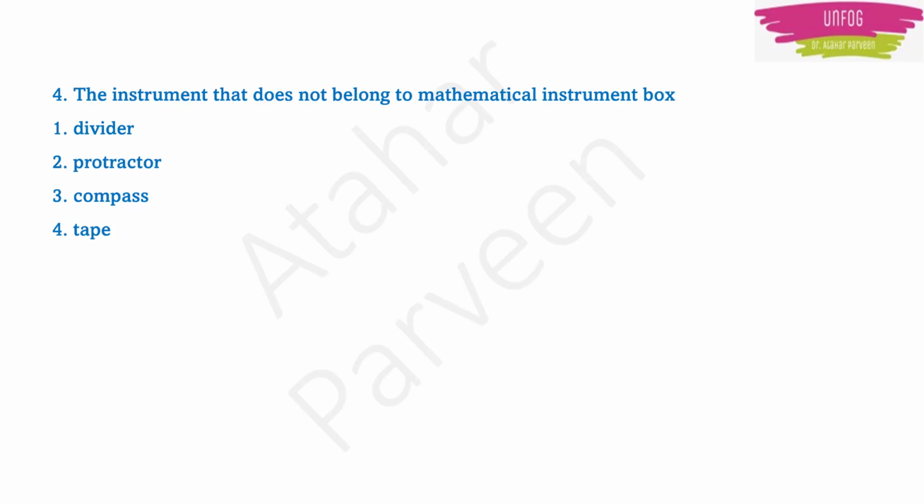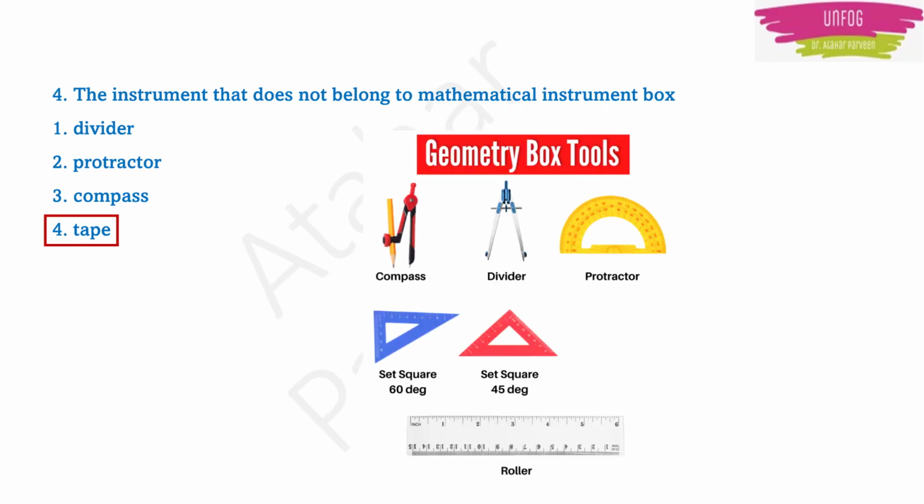Next question. The instrument that does not belong to the mathematical instrument box. So they are talking about a geometry box. What all is present in a geometry box? Except tape, all the other options are present in a geometry box, right? There is a divider, there is a protractor, there is a compass, there is a set square, there is a ruler, correct? All these things are there in a geometry box. That geometry box is what is called the mathematical instrument box here. Because you have to choose the odd one out, means which is not present in the box, that is tape. So option 4 will be the correct answer.